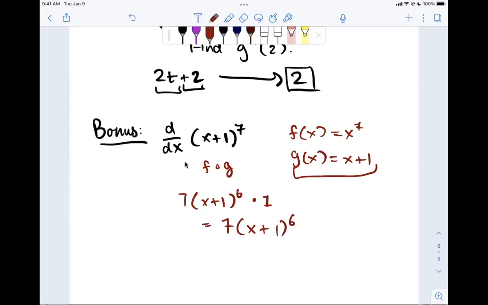So the chain rule is a much simpler way of solving something like this with a giant power than, say, actually multiplying using the binomial theorem and then differentiating term by term. So we'll see that the chain rule is very useful.